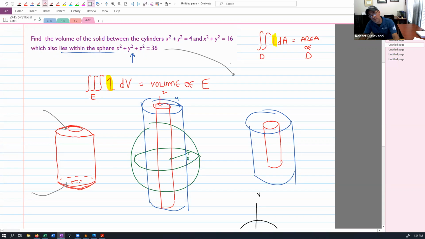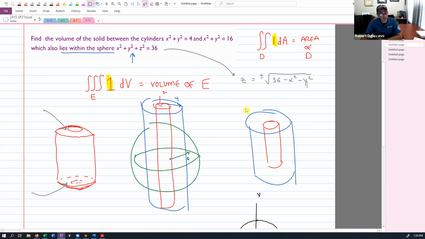So let me solve this for Z. If I solve that for Z, it'll be plus or minus the square root of 36 minus x squared minus y squared. So we bring the x squared and y squared to the other side. We take the square root, plus or minus. So that should be my restriction, right? Z should be between those two surfaces.